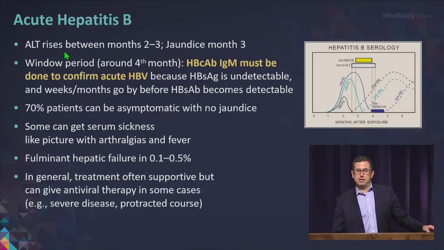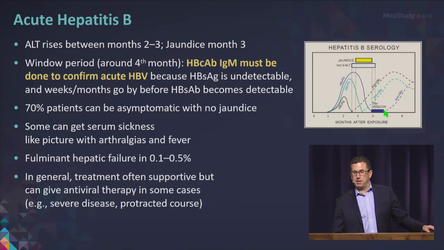When you have acute hepatitis B, this is kind of like the classic thing you've probably been seeing from med school. This just shows the different serologies that happen over time here. So initially you'll see hepatitis B surface antigen and E antigen be present, and then these drop off if you're able to clear the virus.